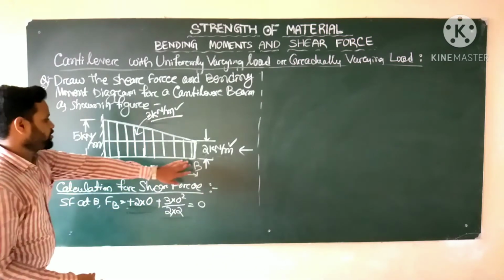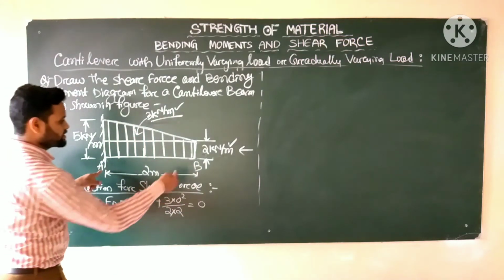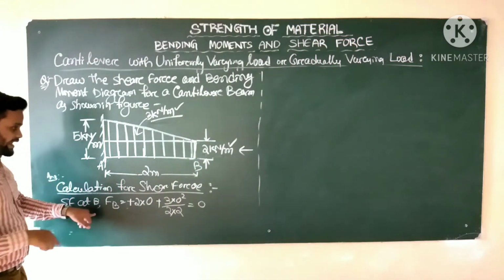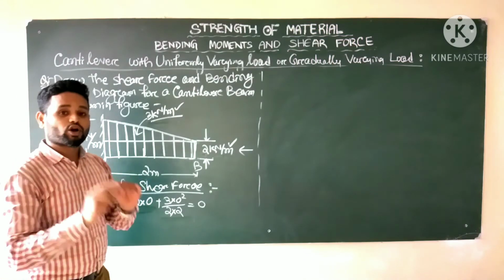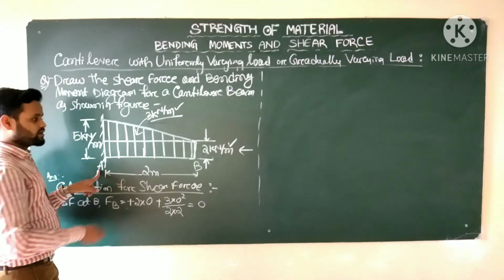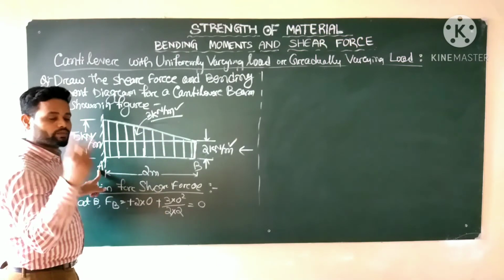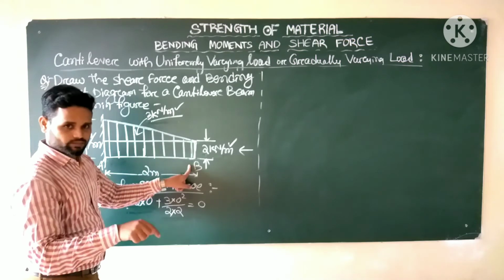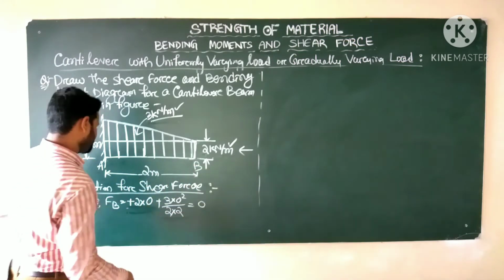Now after B, point A comes, which is 2 meters from the free end. So at point A, the value of x becomes 2 meters. Remember, when we are calculating at A, the value of x becomes 2 meters. When we are calculating at B, the value of small x, the distance from the free end, is 0.